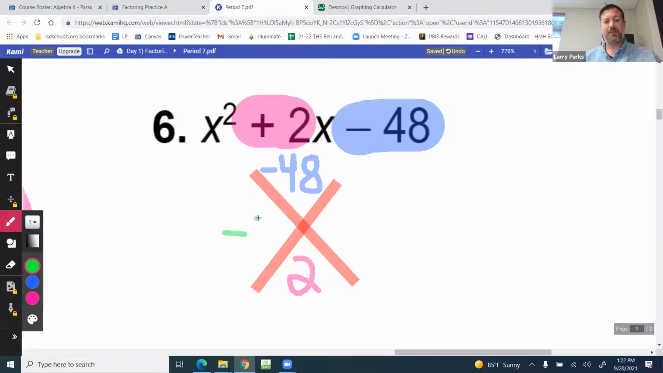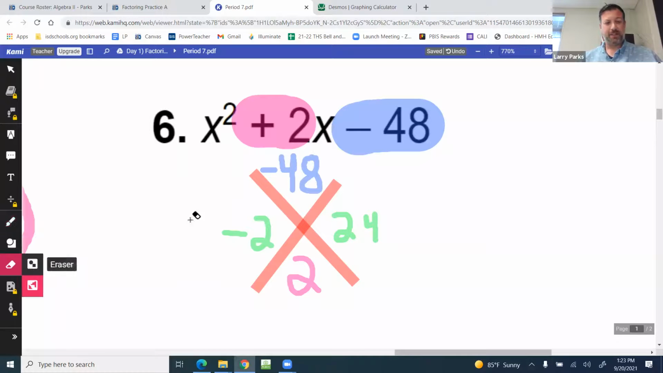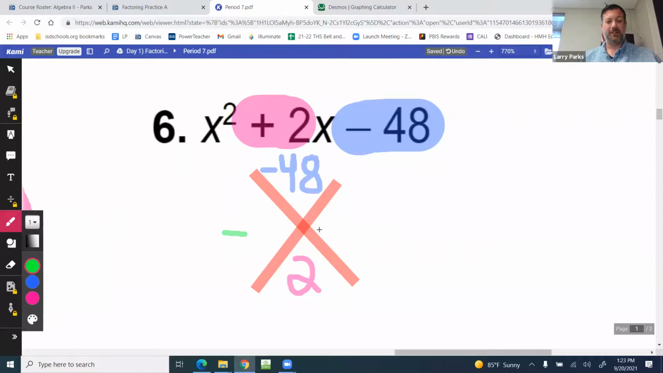Let's try negative 2. Negative 2 times 24 is negative 48. I add those and I get 22. At least I'm getting closer. That doesn't work though. Let's try 3. Let me think. Negative 3 times 16 is negative 48. Add those, you get 13. That is not 2. So let's try again.